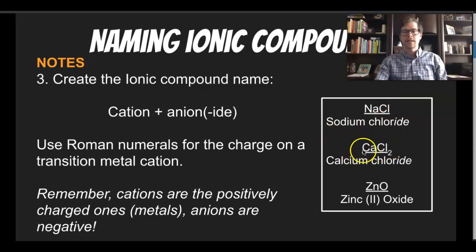CaCl2, that's calcium chloride, right? We don't need to worry about this 2 when we're making the name because we don't do that in ionic compound naming. We do use our Roman numerals if it's a transition metal. So if I see ZnO, I can drop and swap and say, well, because the O forms a charge of -2, that's what the periodic table tells me, the zinc must be a +2. So I put this little Roman numeral 2 in parentheses here, so I can call it zinc(II) oxide.